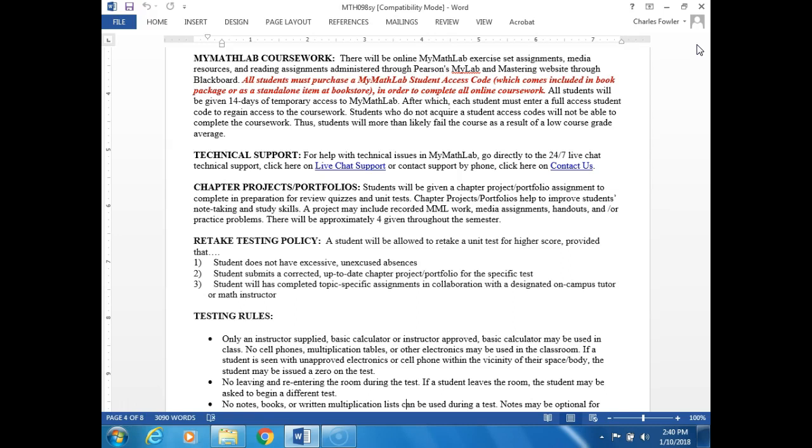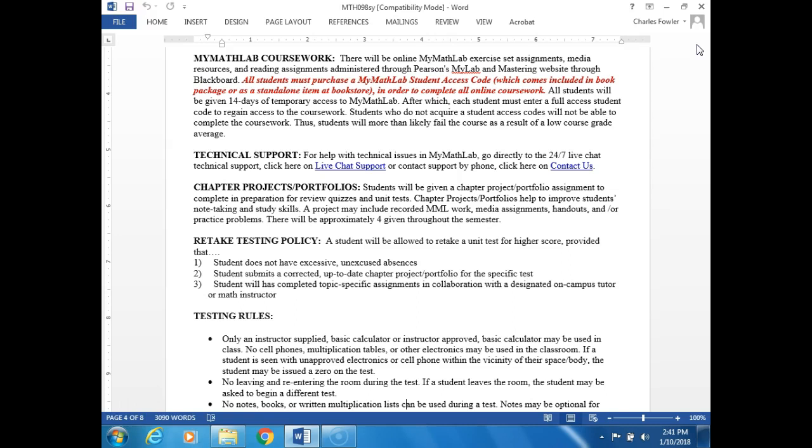Here's pretty good. The student does not have excessive unexcused absences in order to do a retake. The student submits corrected, up to date work, and so on. And the student has, well, it's not good English, the student will have completed topic-specific assignments in collaboration with the designated on-campus tutor or math instructor. Whatever that means. Okay, testing rules.